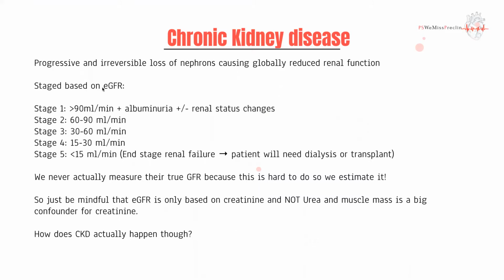We also actually never measure their true GFR. So we always use something called an estimated GFR, and this is based on their serum creatinine, as well as their height, their weight, and their obviously sex status. Because we only look at the serum creatinine, which is the only biological marker we look at, we don't look at urea, we don't look at anything else. Muscle mass is actually a big confounder for creatinine, and this is something you always have to consider when you are interpreting an eGFR or a kidney panel result.